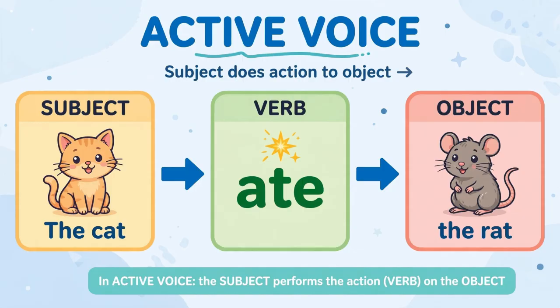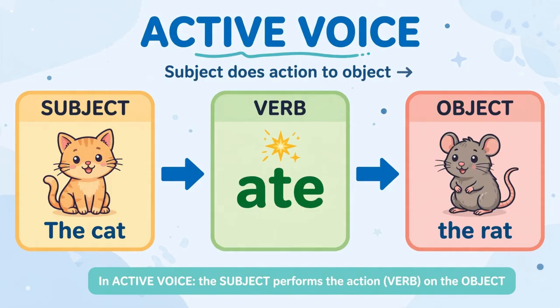Quick review. What is passive voice? Before we dive into the reasons, let's do a super quick refresh. What even is the passive voice? Take a simple active sentence. The cat ate the rat. Here we have 3 parts. The cat is the subject, the one doing the action. Ate is the verb, the action itself. And the rat is the object, the one receiving the action. Simple, right? Subject does action to object.